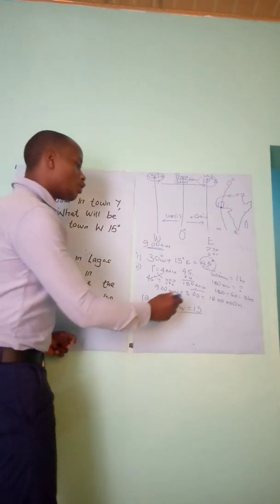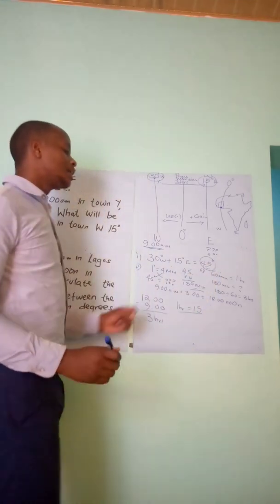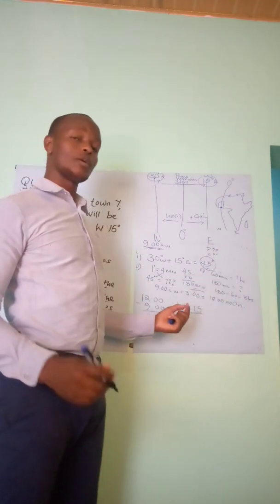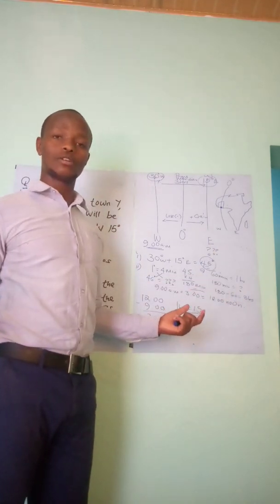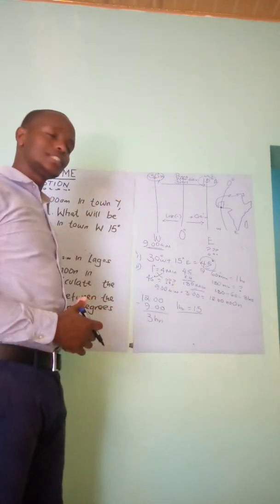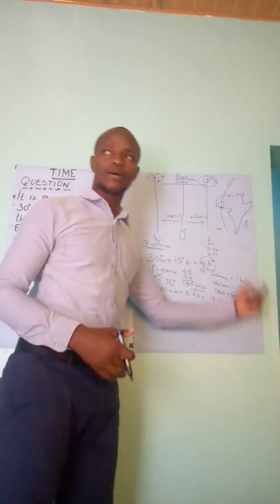From there, we convert our minutes to time. 60 minutes is equivalent to 1 hour. We all know that from our mathematics knowledge. What about 180 minutes? It will be equivalent to how many hours? It means you divide 180 by 60 to get 3 hours.